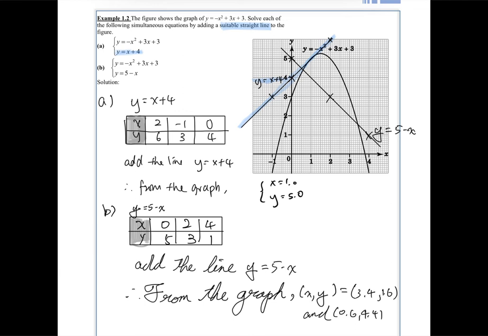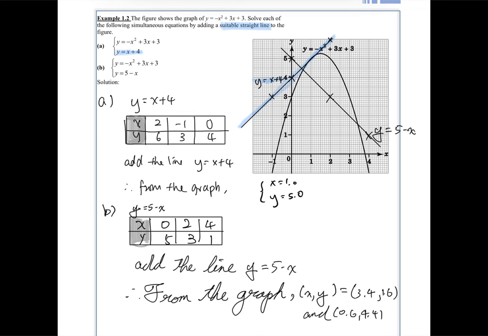To add the graph, you just need to test some points and then write down the sentence, add the line y is equal to x plus 4. Then from the graph, you can check for the solution: x is 1.0, y is equal to 5.0. And then we do it similarly for part B. Add another line, and then you can check from the graph to get the solution.